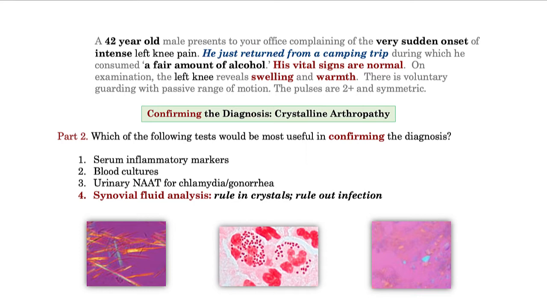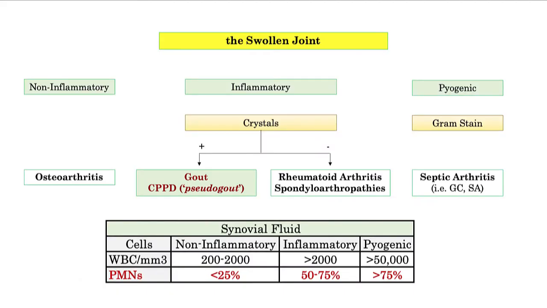That is, we rule in crystalline arthropathy and rule out septic arthritis. It's a twofer. And this brings us back to our diagnostic algorithm. We have an inflammatory joint disorder that is further defined and characterized through the synovial fluid. The NBME makes our job really easy.